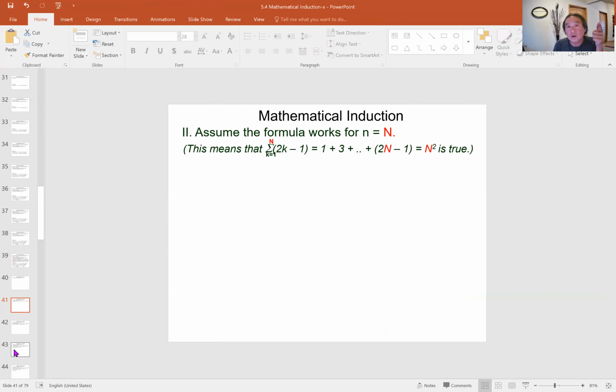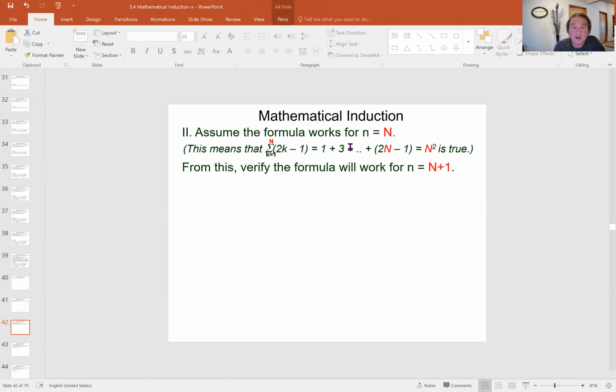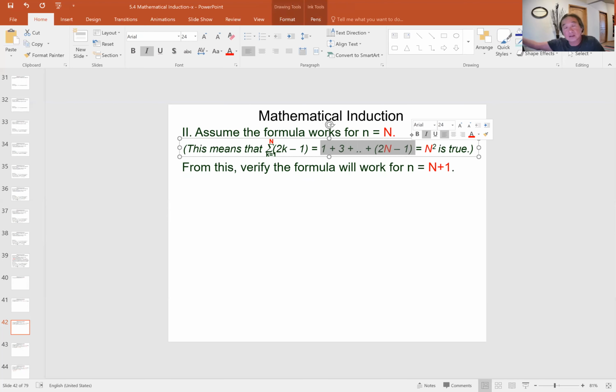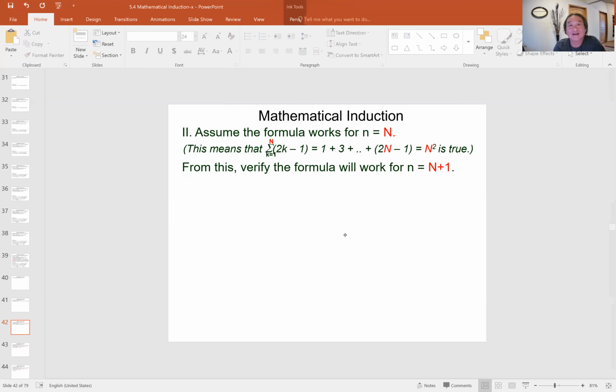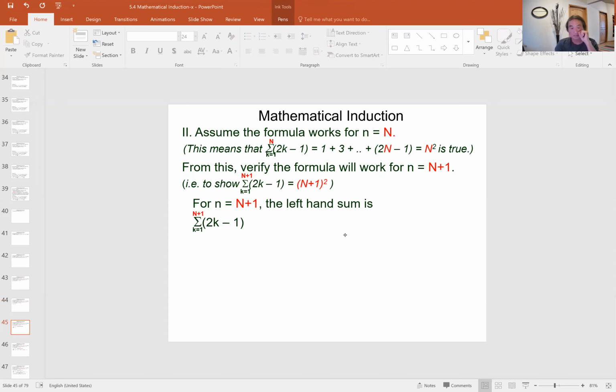Now I want to show that the formula is also true for the next number, n plus 1. What do we mean by that? It means we're going to add 1 plus 3 plus 5 up to here, and add the next odd number. What's the next odd number? 2n plus 1. In other words, we're going to add one more thing to it. So the picture gets bigger, one more layer.